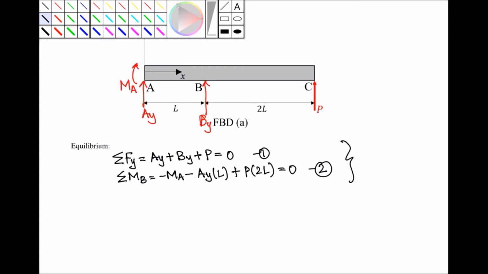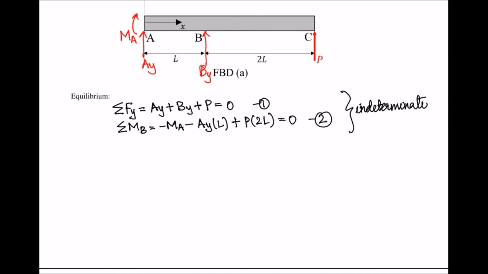Looking at the system of equations 1 and 2, we recognize that there are three unknowns, Ay, By, and Ma. This makes the system indeterminate. It also means that we are going to need additional equations to solve the system, which is where part B of the problem comes in.